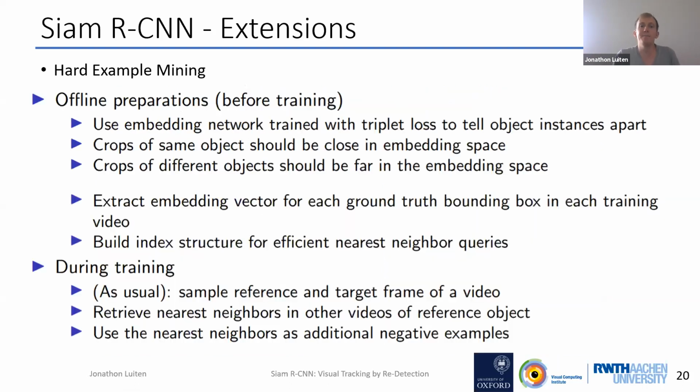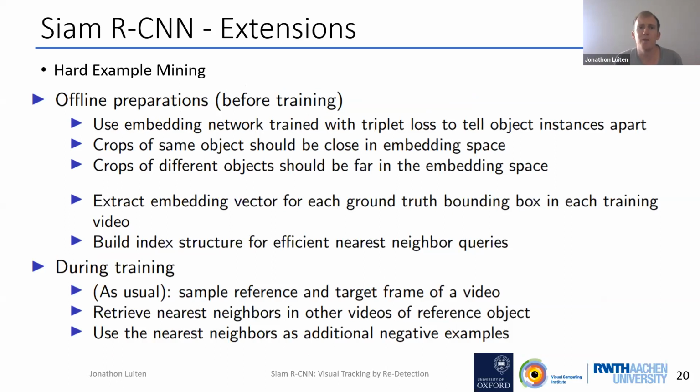Well, we use the embedding network, so a network that takes in an image patch and outputs an embedding, and we trained this with a triplet loss, basically such that the embedding for 2 objects from the same video, like the same object over time, should be close together, and 2 objects that are different should be far apart.